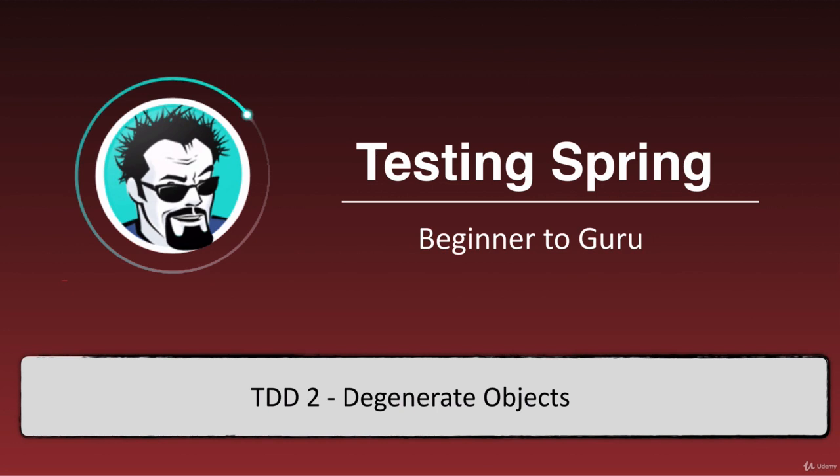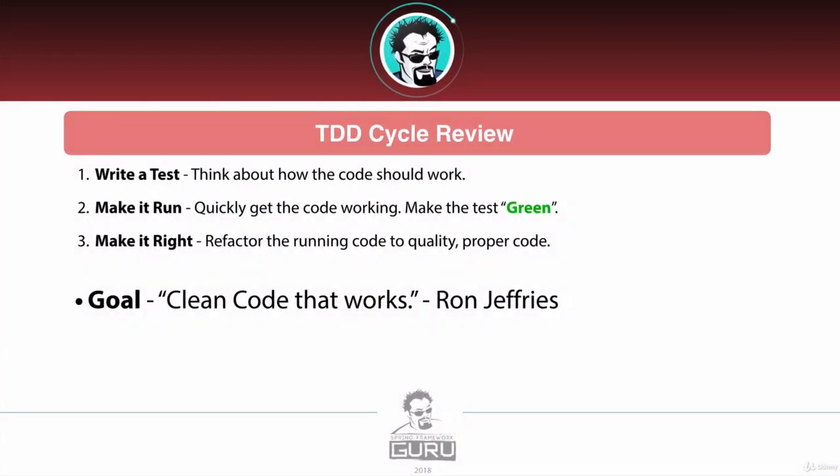In this video, we're going to look at a chapter called Degenerate Objects. And this, again, is from the Test-Driven Development by Example book. And just a quick review of what we did in the last video about test-driven development. I want to review the cycle that we are going to be working through here.